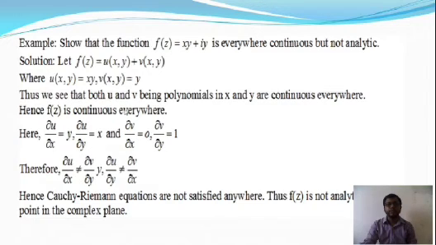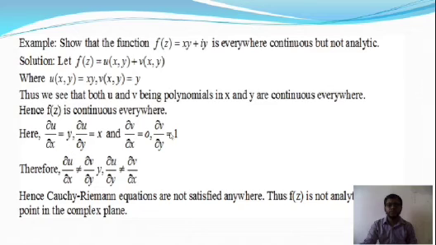Next we are going to find whether this function is analytic or not. We'll start with the partial derivatives of this function. So what is del u del x? Del u del x is equal to y, after differentiation with respect to x. Del u del y is equal to x. Similarly, the v of x y is a function of y only, so del v del x is actually 0, since y is constant, and del v del y is equal to 1.